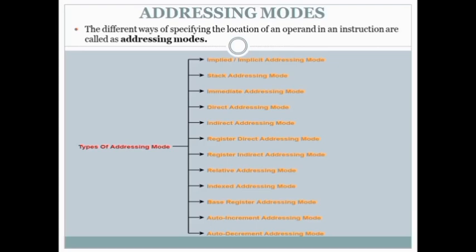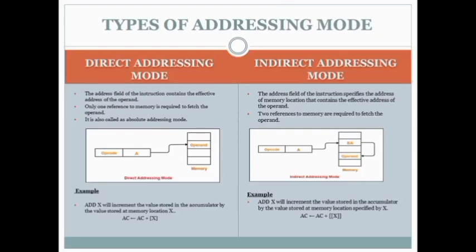So there are so many types of addressing modes, which are implied or implicit addressing mode, stack addressing mode, immediate addressing mode, direct addressing mode, indirect addressing mode, register direct addressing mode, register indirect addressing mode, relative addressing mode, index addressing mode, base register addressing mode, auto increment addressing mode, auto decrement addressing mode. So apat lang po yung aking tatalakayin dito at yun ang direct, indirect, register direct, register indirect. So here they are. Direct addressing mode.